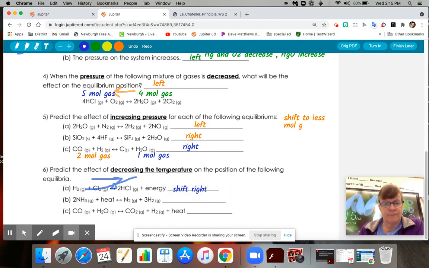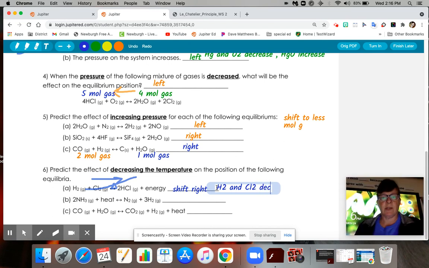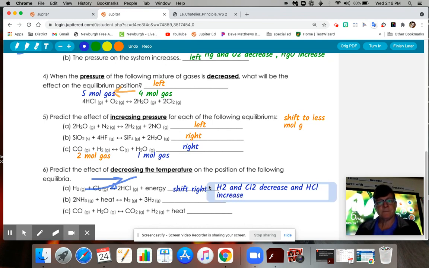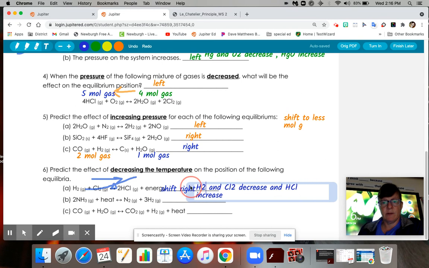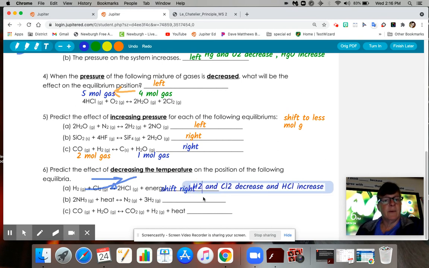Now let's take it a step further. If I'm shifting to the right, everything on this side, where you're coming from, decreases. So the H2 and Cl2 will decrease. And wherever it's going, the HCl will increase. Okay, see if I can move these over and then it's a little easier to read. There we go.